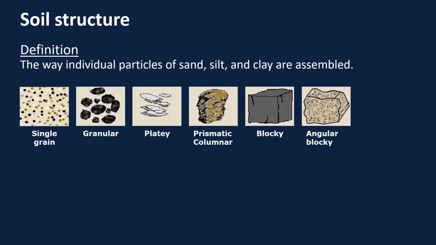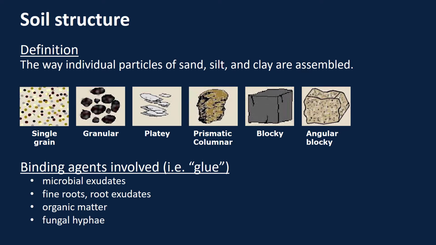But what's really important here is that in order to make these different structures in the soil, we need some type of glue to bring them together. And that glue comes from different things that are living in the soil, like exudates from microbes, from roots, and the organic matter that's breaking down, which has sticky substances in it. It brings these particles of sand, silt, and clay together to form these different structures, which are important because they help with nutrient retention and with keeping water in the soil.